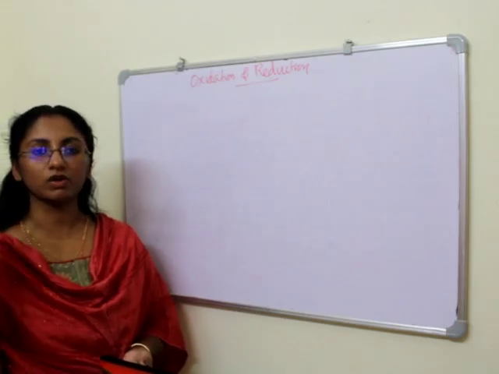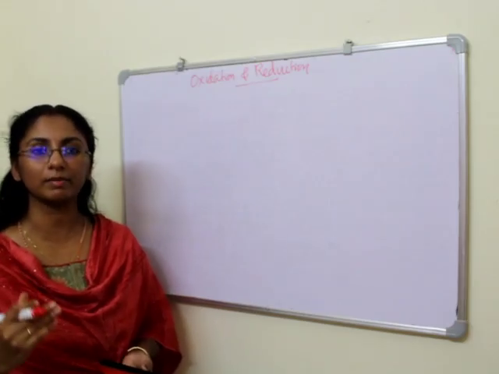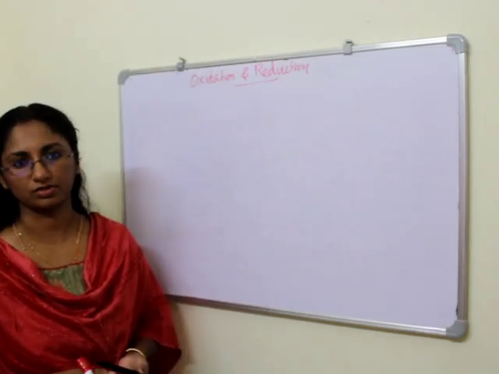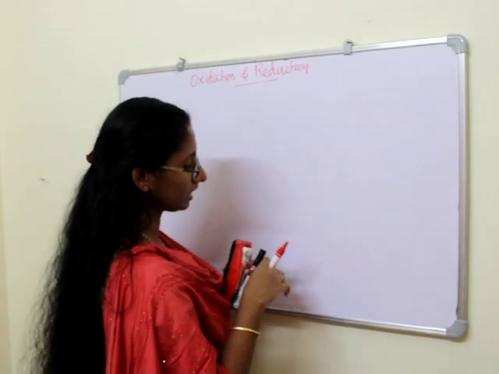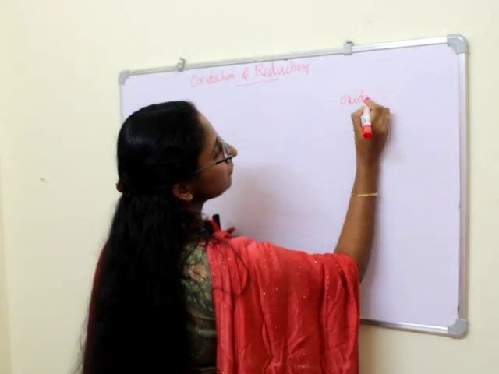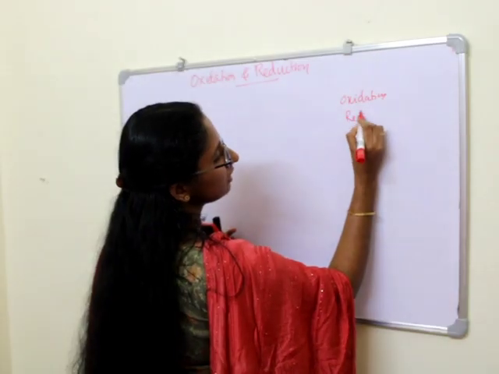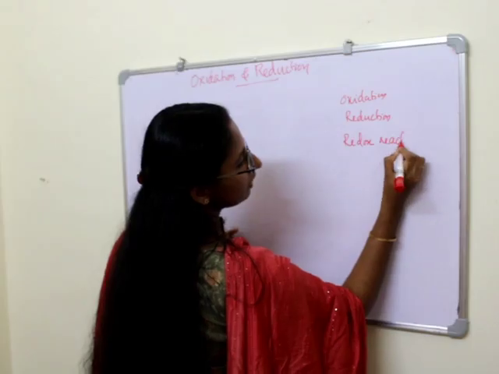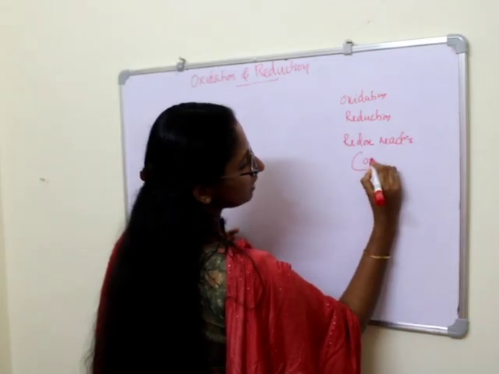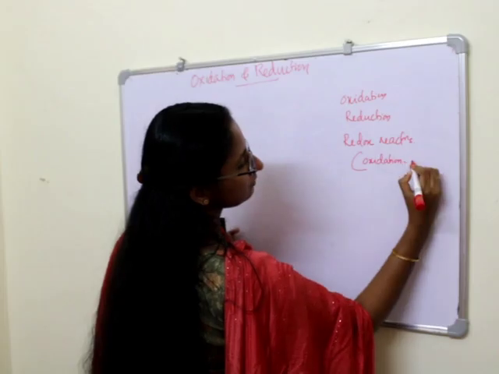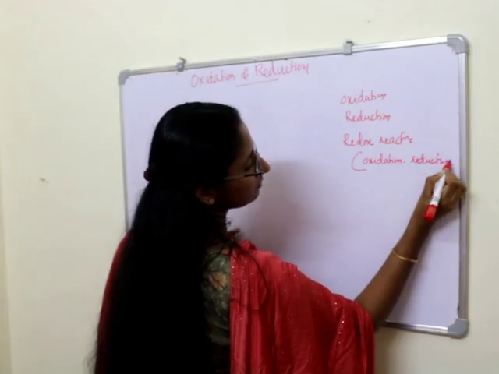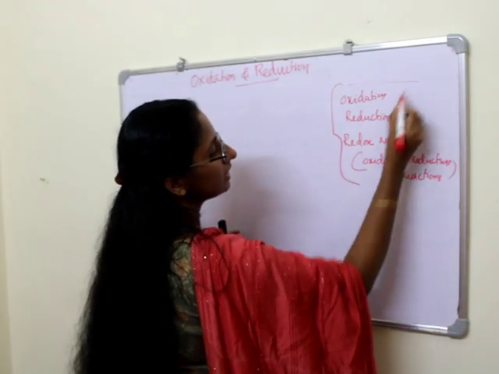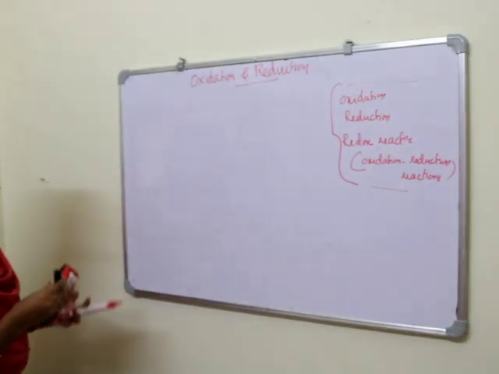And if both oxidation and reduction are occurring within the same chemical reaction, we can call that type of reaction a redox reaction or oxidation reduction reaction. Okay, so within this class we will discuss these terms: oxidation reaction, reduction, redox reactions. Redox reactions we can also call oxidation reduction reactions. Okay, so these are the terms which we are learning in this class.